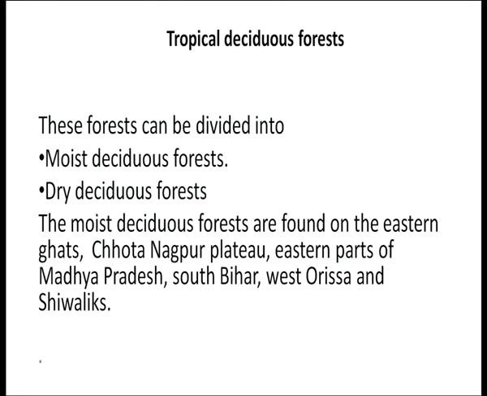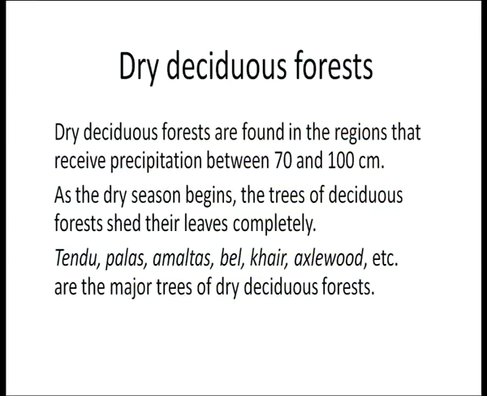The moist deciduous forests are found on the eastern Ghats, Chota Nagpur plateau, eastern parts of Madhya Pradesh, South Bihar, West Orissa and Shivaliks. The dry deciduous forests are found in the regions that receive precipitation between 70 to 100 centimeters. As the dry season begins, the trees of the deciduous forest shed their leaves completely. Tendu, palas, amaltas, bel, khair, axlewood, etc. are the major trees of the deciduous forest.